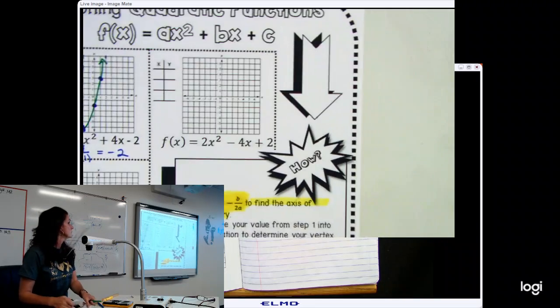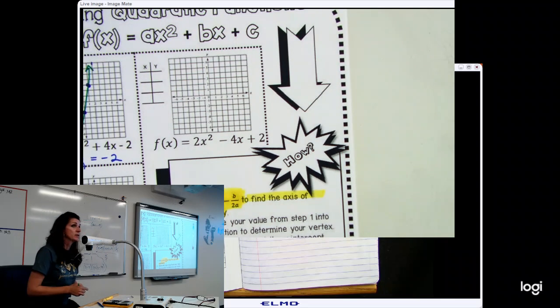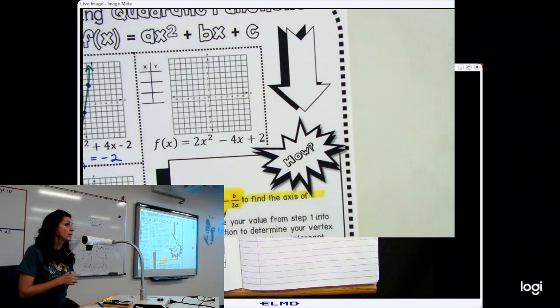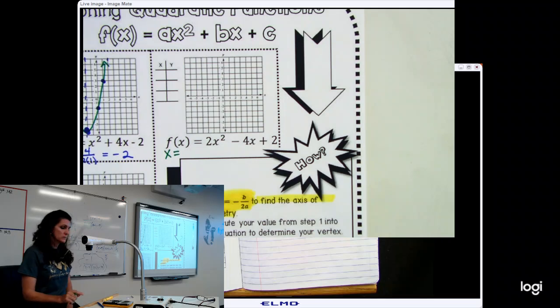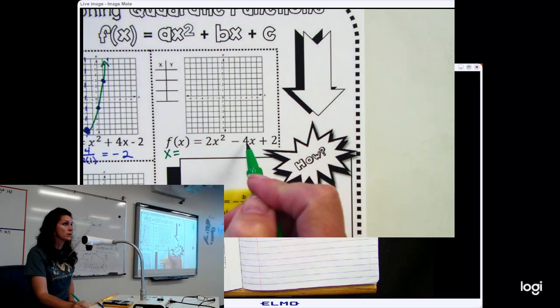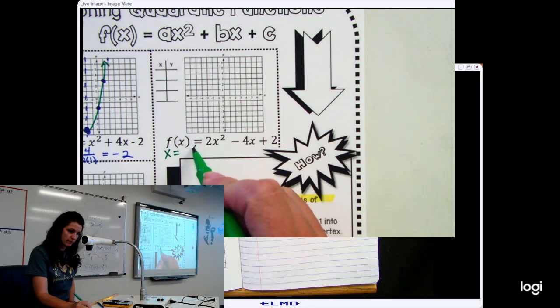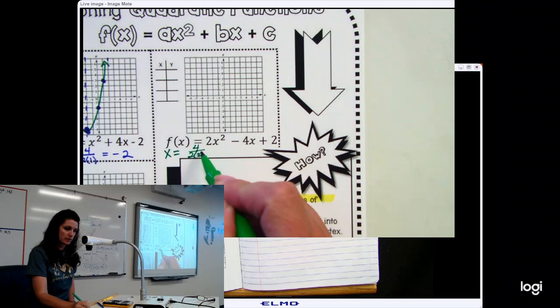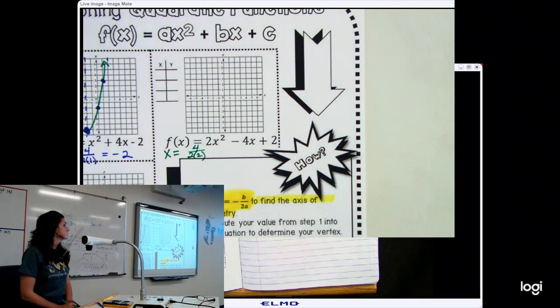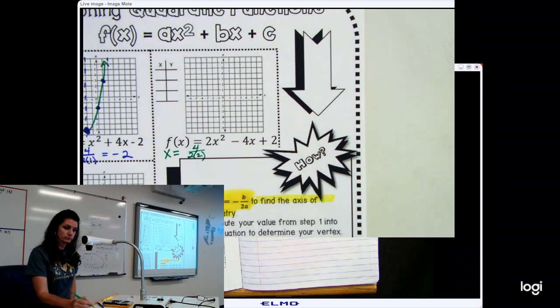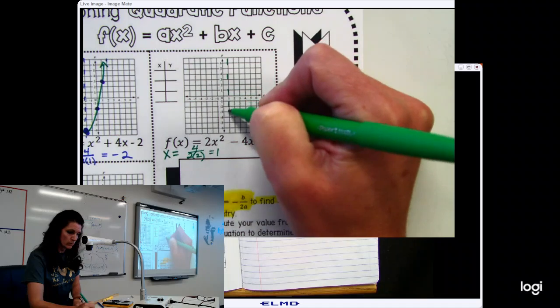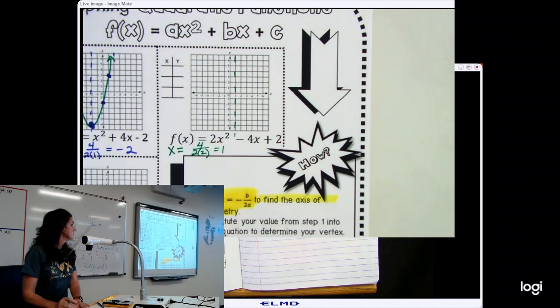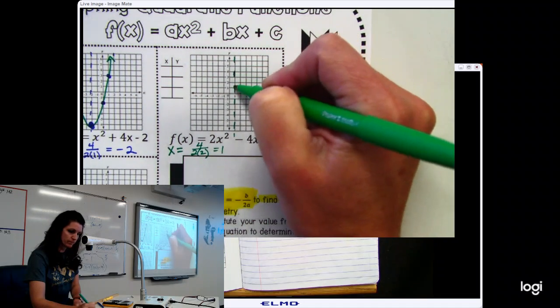Okay, find the axis of symmetry. How do I find the axis of symmetry? X equals negative b over 2a. So negative negative 4, positive, over 2 times a. So what's 4 divided by 4? All right, my axis of symmetry is 1. That's kind of hard to see. Make it a little bit bigger.